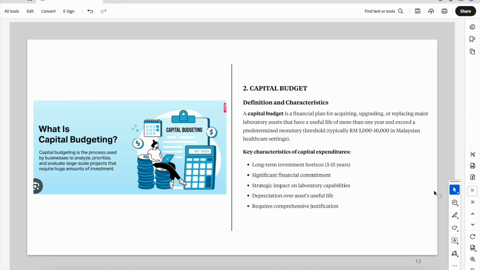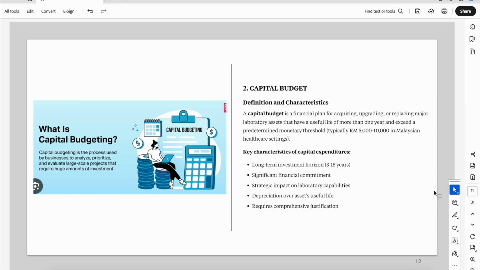Capital budget. Now let's shift our focus to capital budgeting, which deals with major investments and long-term financial planning. A capital budget is a financial plan for acquiring, upgrading, or replacing major laboratory assets that have a useful life of more than 1 year and exceed a predetermined monetary threshold. In Malaysian healthcare settings, this threshold is typically between 5,000 to 10,000 ringgit.